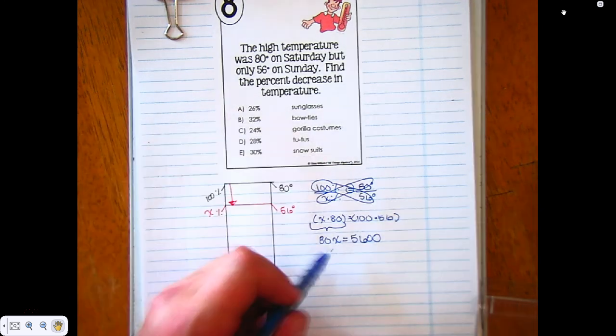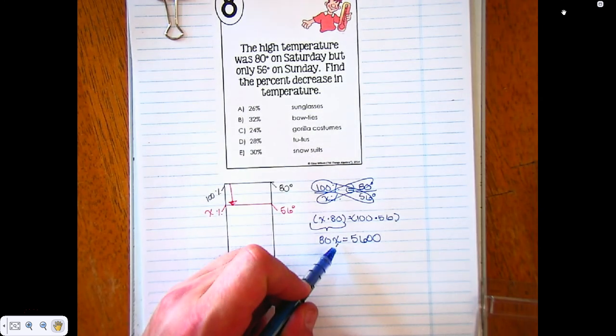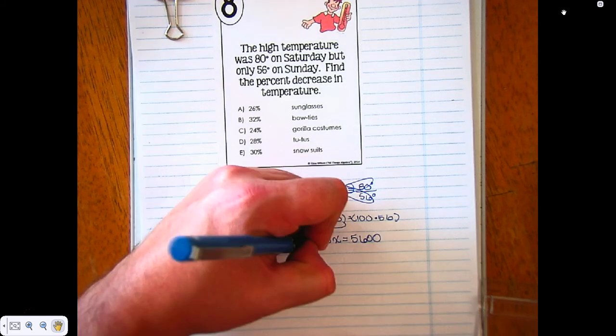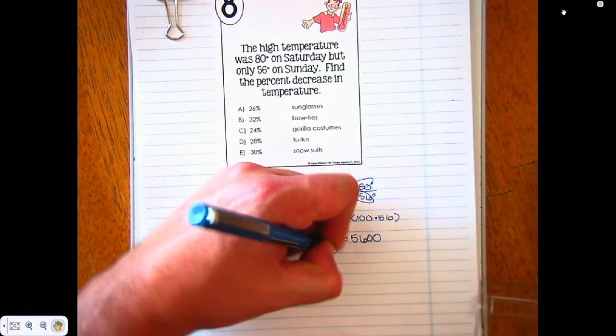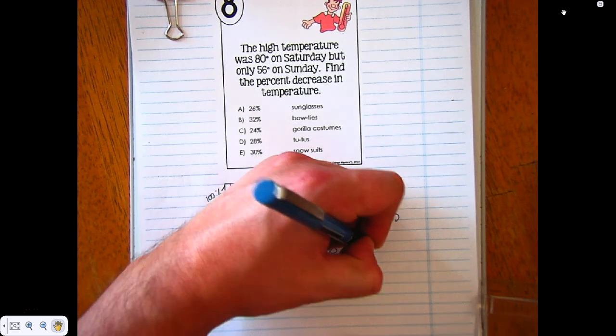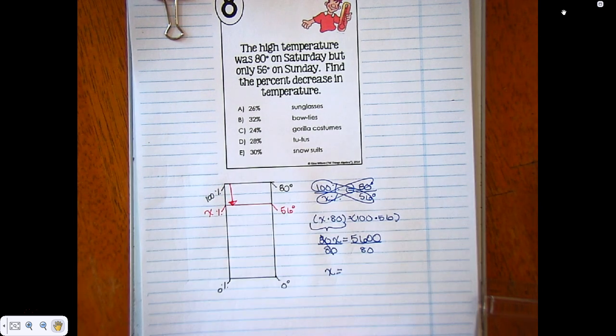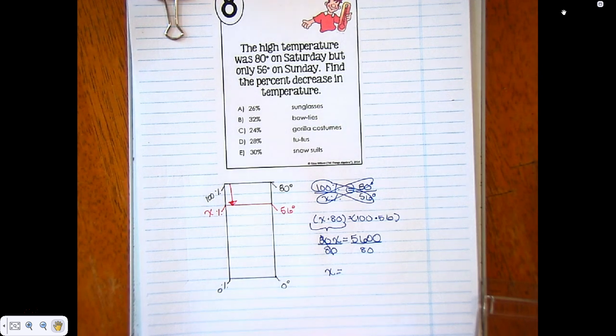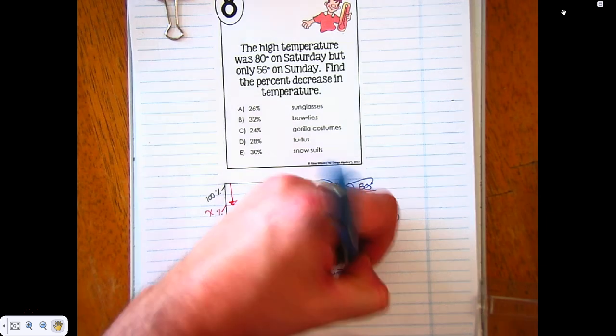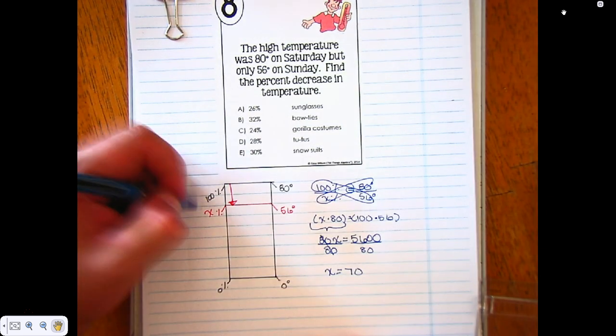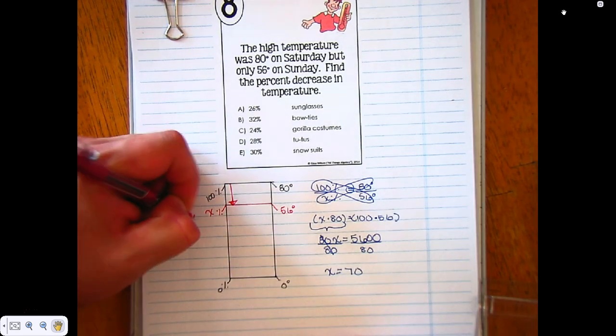Now, I don't want 80x. I want to get x all by itself. I don't want 80 of them. So I will divide by 80 so I can get the answer for just one single x. 5,600 divided by 80 gives us an answer of 70. So my new percent is 70%.